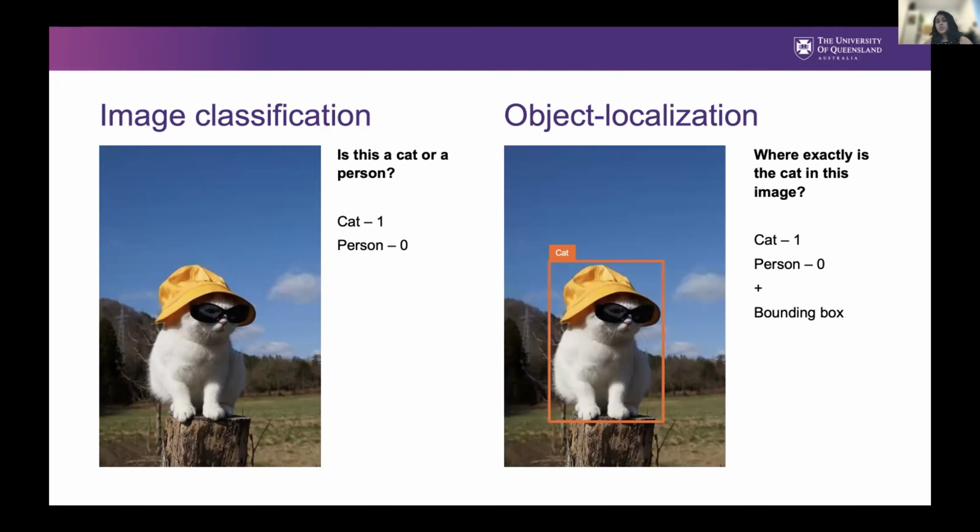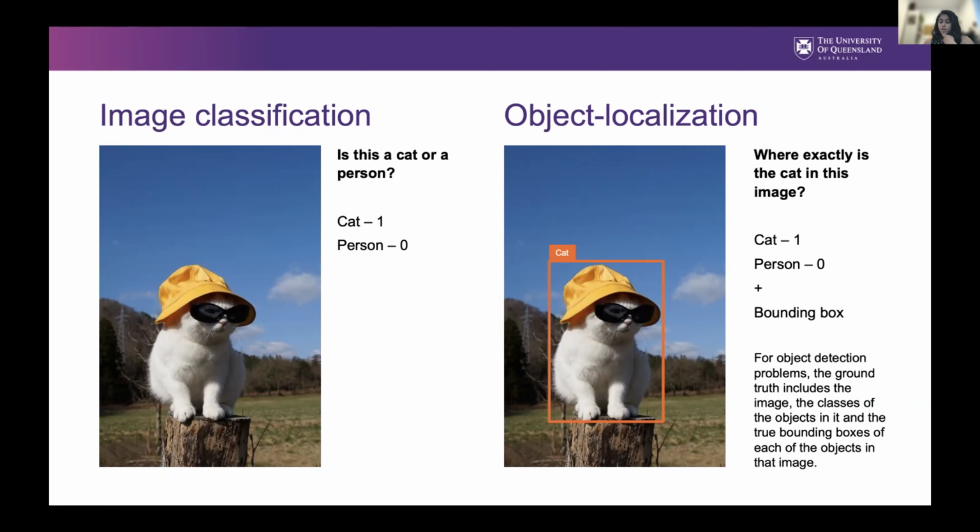But when it comes to object localization, I want to know exactly where the cat is located in this particular picture, right? So in addition to the fact that the class of this particular object is a cat, I want to know where the bounding box that encloses this cat is in the image as well, right? So that's object localization.